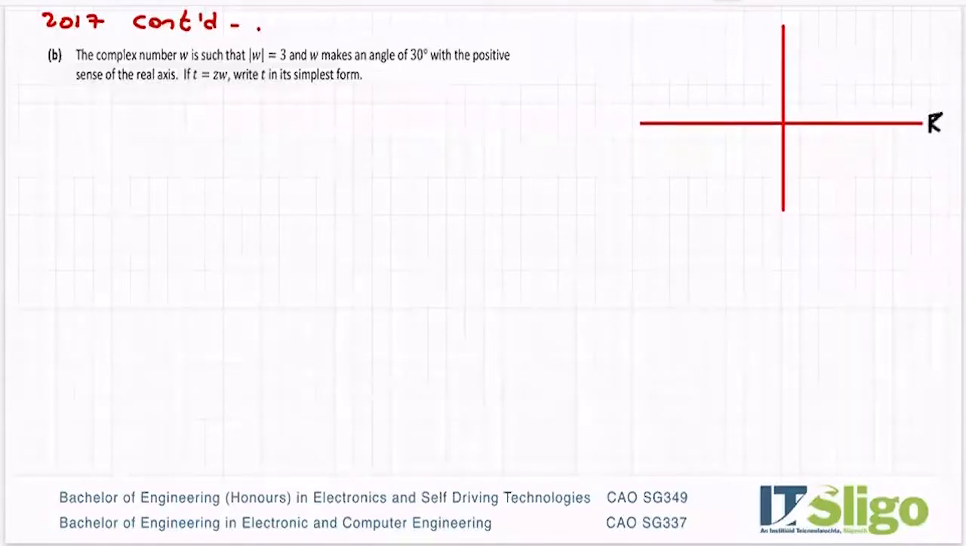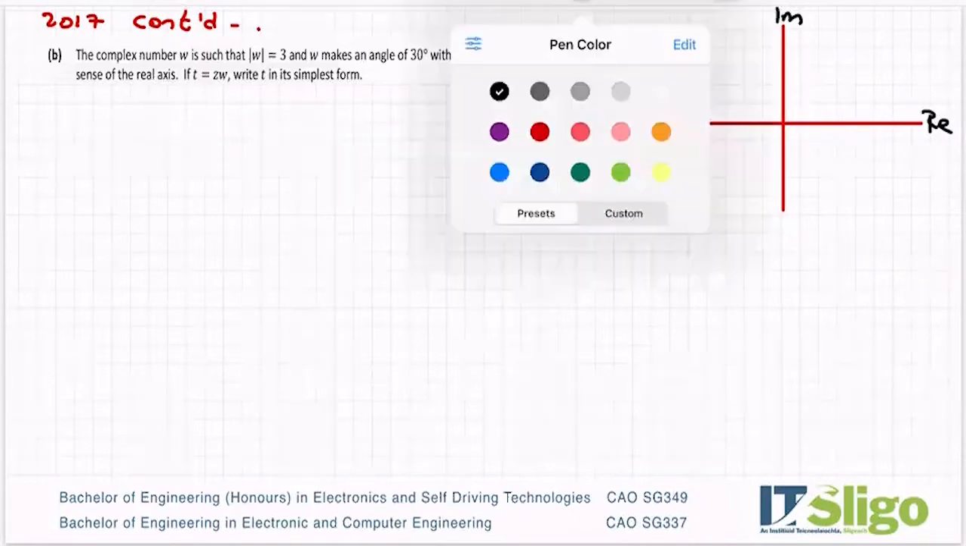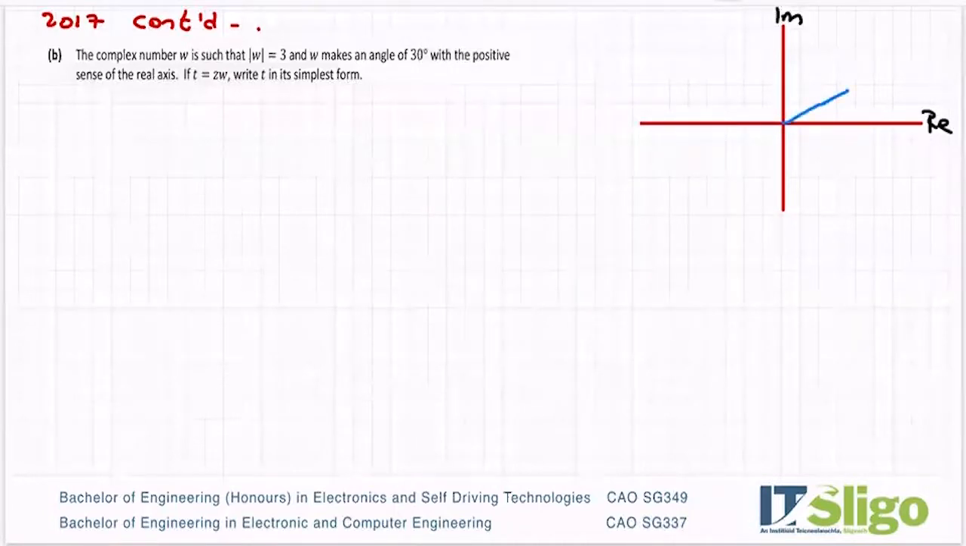Okay, so I'm going to draw my Cartesian plane here. So there's my real axis, there's my imaginary axis, and it's telling me that this complex number, the distance out from the origin, that's what that means, is 3, and it makes an angle of 30 degrees with the positive sense of the real axis. So these are the positive numbers of the real axis, these are the negative numbers. Okay, so this is where we always start. So it makes an angle of 30 degrees. Well, that's about 90, so about a third of that would be my 30 degrees. So let's draw him in and let's go out a distance of whatever we think 3 is. Okay, so that is the complex number W.